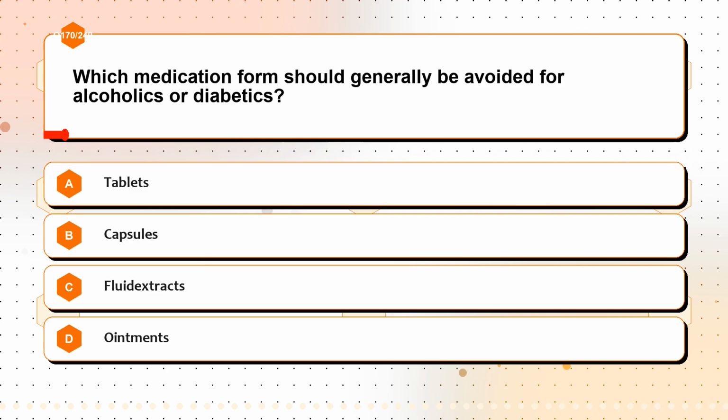Question 170. Which medication form should generally be avoided for alcoholics or diabetics? Here are the options. Option A, tablets. Option B, capsules. Option C, fluid extracts. Option D, ointments.